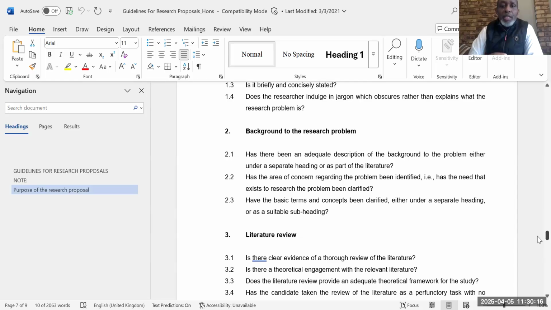Then you must provide engagement with relevant literature. In this case, you don't go and present climate change on other aspects of life, maybe on transportation. Here it is on agriculture.